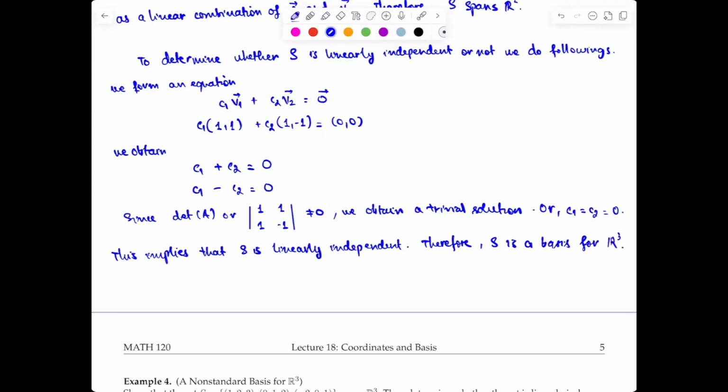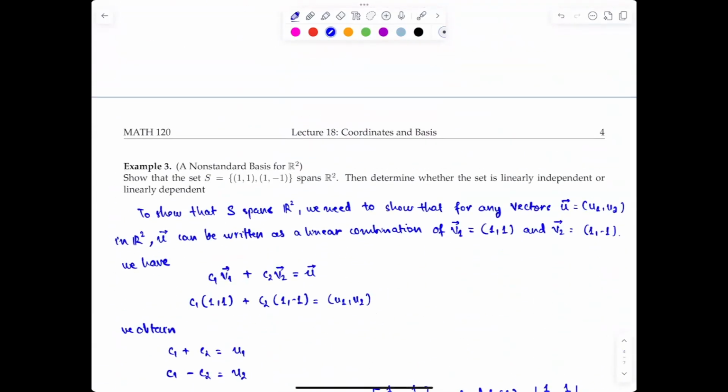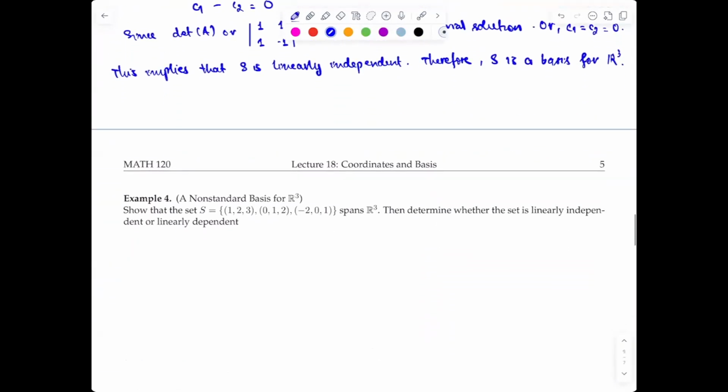I'm going to move on to example 4. In example 3, we had a set, and we showed that this set formed a non-standard basis for R2. In example 4, we have a set that consists of 3 vectors: 1, 2, 3; 0, 1, 2; and -2, 0, 1. And we're going to follow kind of the same procedure to show that this set is a basis for R3. So again, we're going to show that S spans R3, and then later we're going to show that the set S is a linearly independent set.